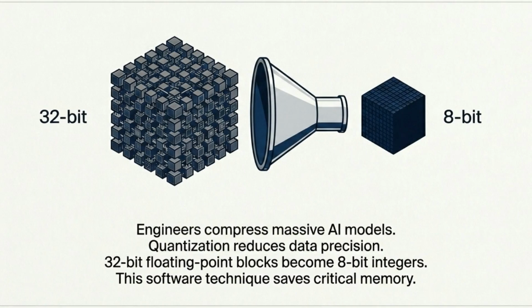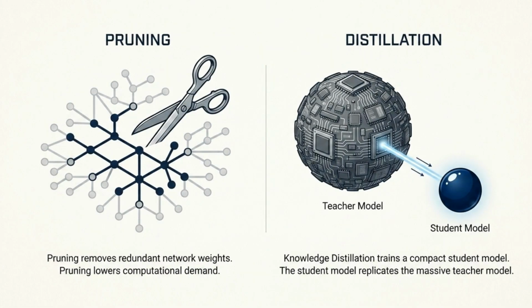Engineers use quantization to compress massive AI models. By converting 32-bit floating point numbers into 8-bit integers, they significantly reduce memory usage. Other techniques include pruning, which removes redundant network weights to lower computational demand, and distillation, where a compact student model learns from a massive teacher model.